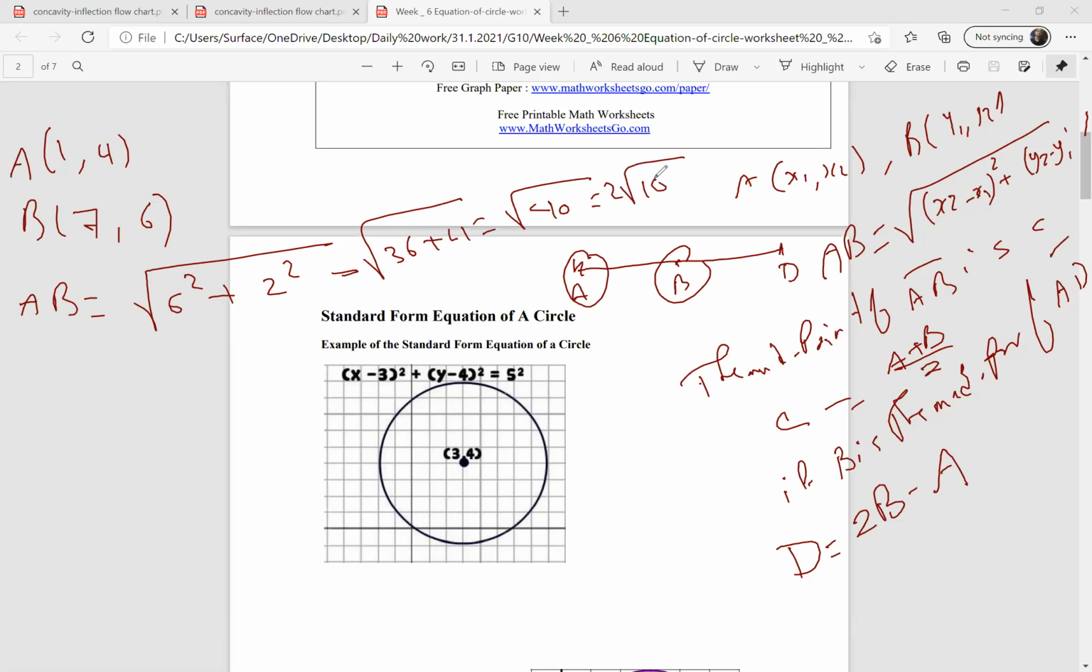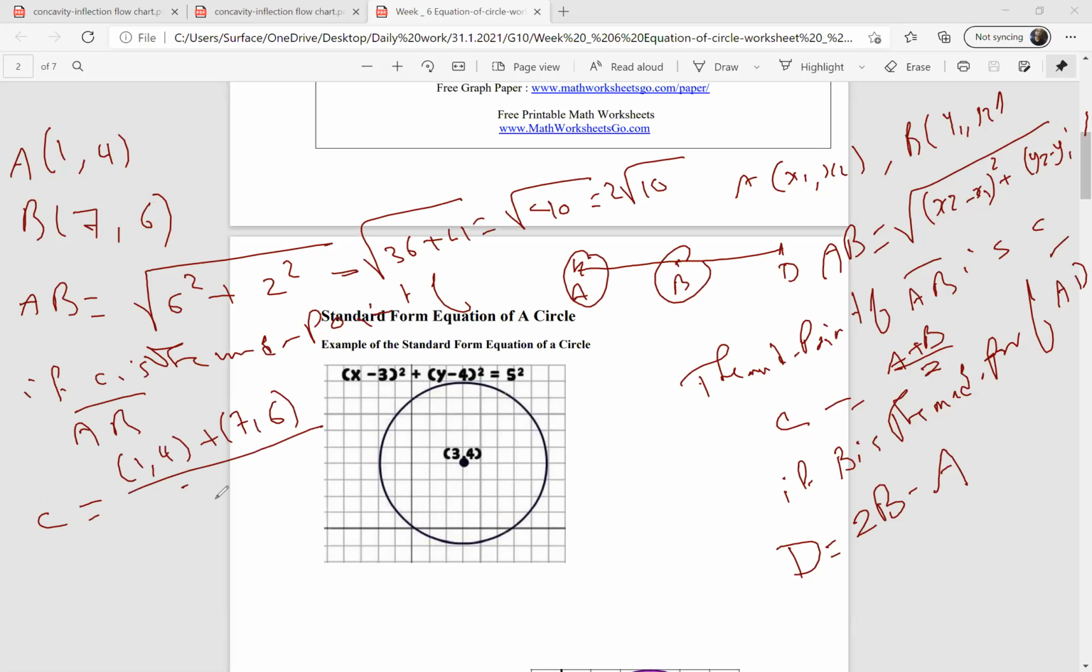Okay, if we need the midpoint, if C is the midpoint of AB, then C equals A plus B divided by 2, which is 1 and 4, plus 7 and 6, divided by 2. It will be 8 over 2, 4, and 10 over 2, 5. So this is C. Okay?